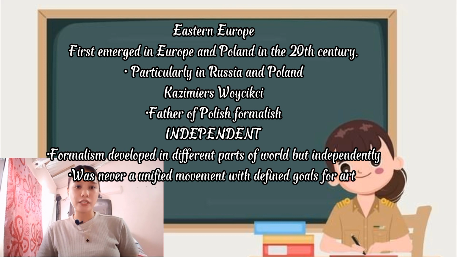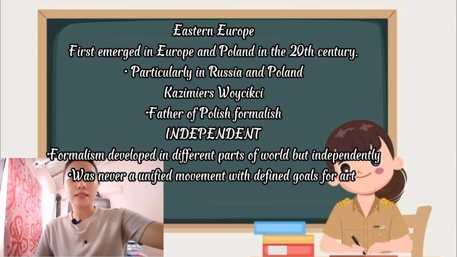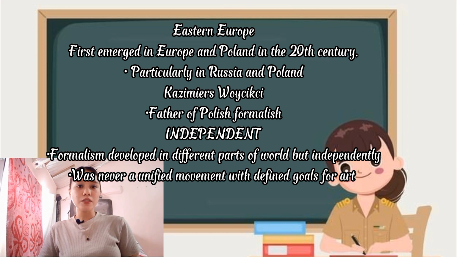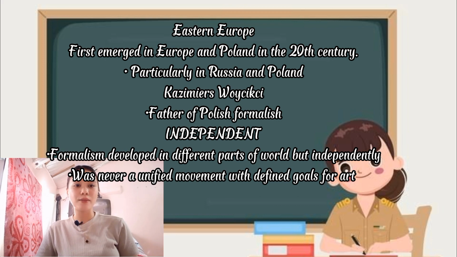Early in the 20th century, formalism initially appeared in portions of Eastern Europe, mainly in Russia and Poland. The works of Kazimierz Wojcicki, who is regarded as the father of Polish formalism, also contributed to the independent development of formalism in Poland. Formalism actually emerged in several locations throughout the globe, but independently; therefore, it was never a cohesive movement with well-defined objectives for art and literary criticism.